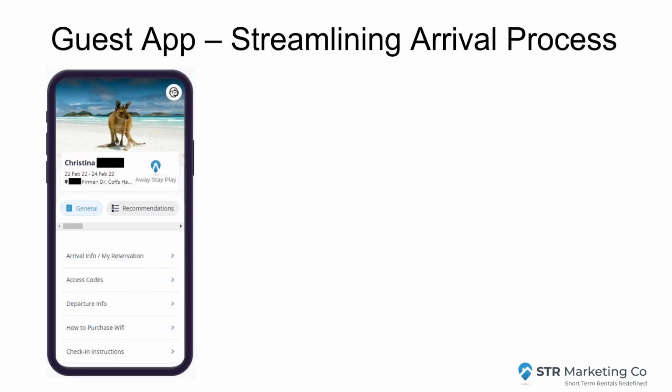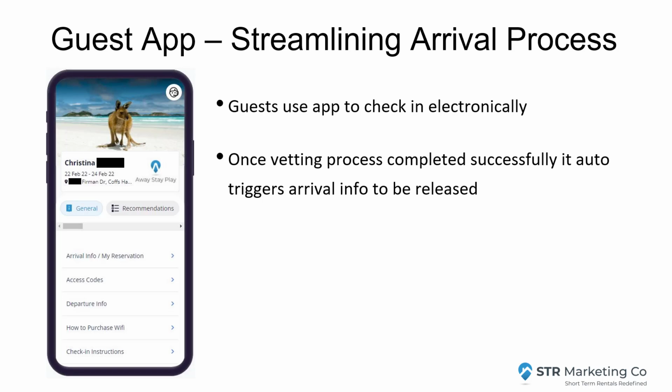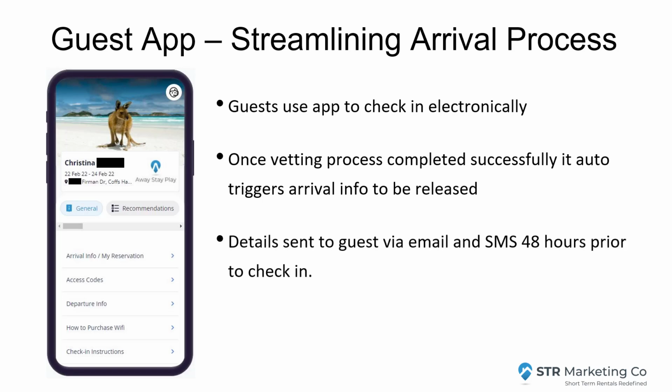So let's move on to streamlining the arrival process. We use the guest app to manage the whole arrival process for the guests. This is a picture of an actual app that you see on the side here. Basically guests use this app to check in electronically. Once the vetting process we just spoke about is completed, it successfully auto triggers the arrival info to be released to the guest. Details are then sent to the guest via SMS or email 48 hours prior to check-in.